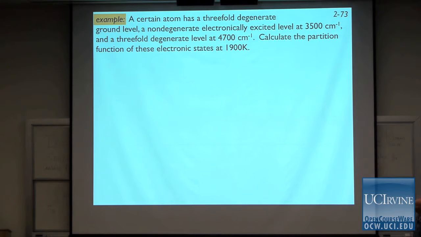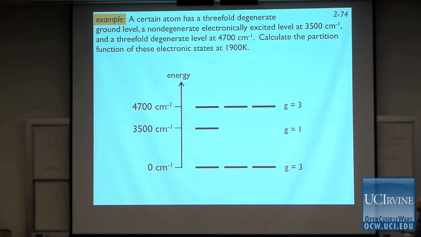Problem 3. Or 4. Here's the situation. What do these words mean? A threefold degenerate ground level. Energy 0. An electronically excited energy level, 3,500 wave numbers. A threefold degenerate level at 4,700 wave numbers.